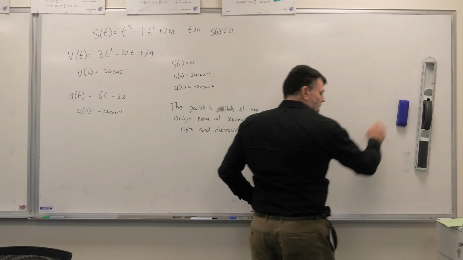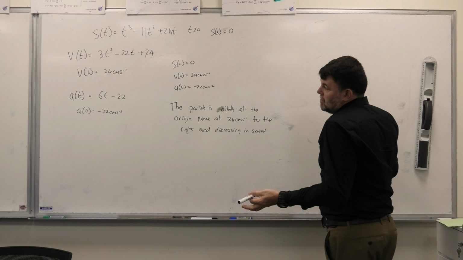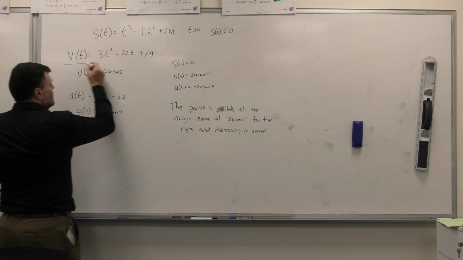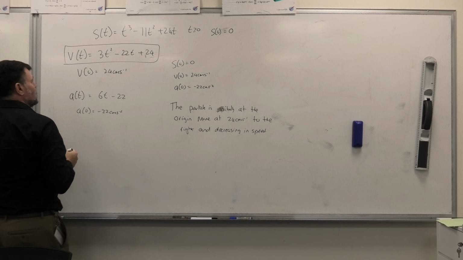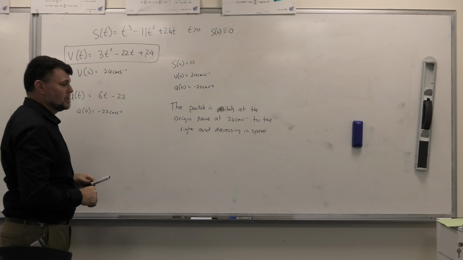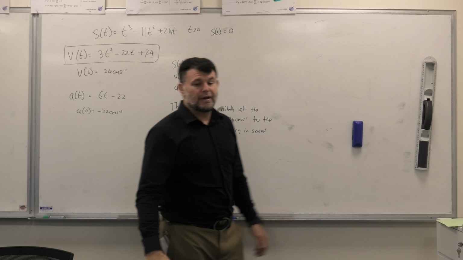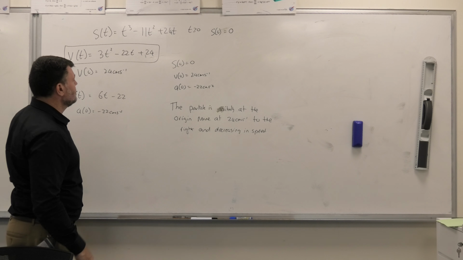So let's have a look at B now. It's now asking us to find the velocity function. Well, I've already done that. That velocity function is just here. So I don't actually have to do any work on it. So I've done B. C is now: draw the sign diagram for s of t and for v of t.